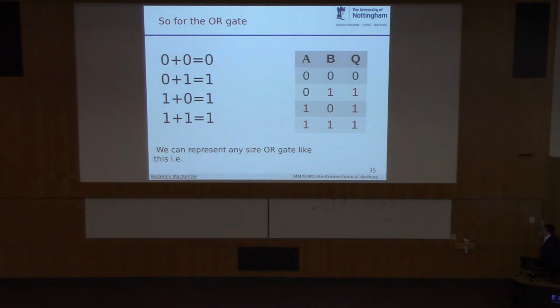So here's the truth table. 1 or 0 is 1, 1 or 1 is 1. It's the only time when 1 plus 1 equals 1 in your whole life. 1 or 1 is 1. Okay? So it's like the OR gate represented as this mathematical expression.